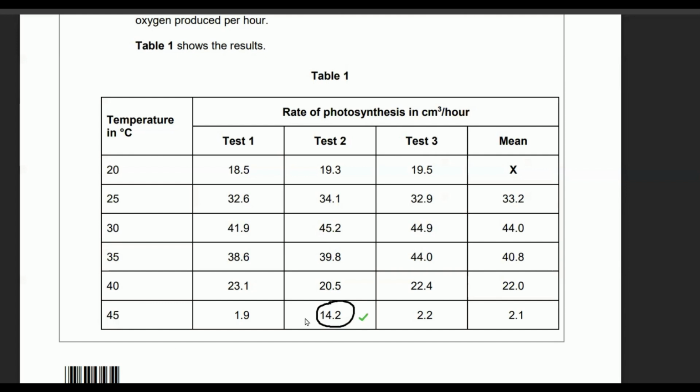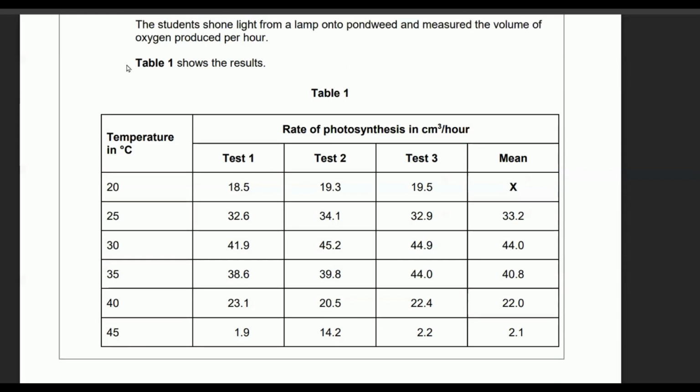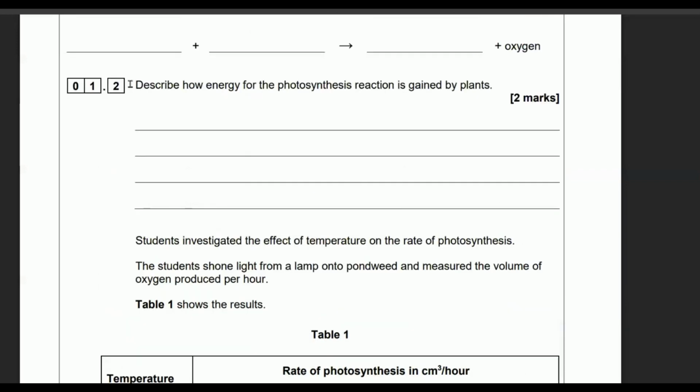Now, what's the reason why they might have messed up and got this anomalous result? What we can do is look at the method to find out where they've gone wrong. They've obviously made a mistake in the method. Let's see if they gave us any instructions on the method. Not a lot. Students investigate the temperature on rate of photosynthesis. The students shone light from a lamp onto pondweed and measured the volume.